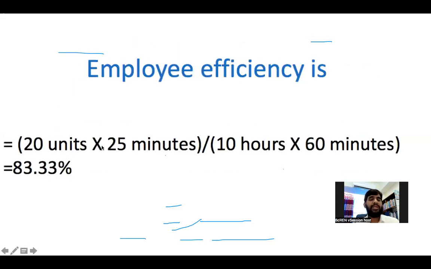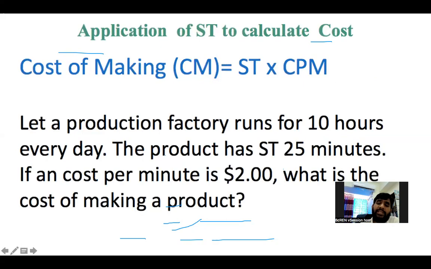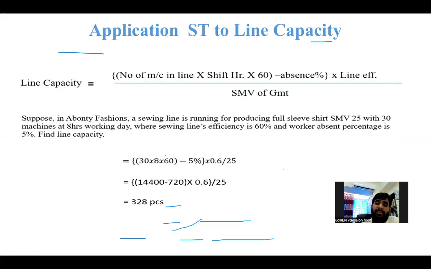So 20 multiplied by 25 minutes divided by 10 multiplied by 60 minutes, and the employee efficiency is 83.3%. It is one of the applications. We will also discuss a few more applications in our coming lecture.